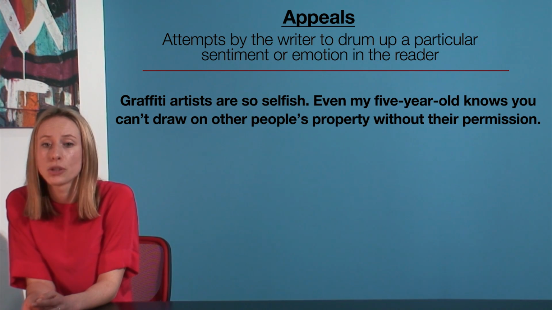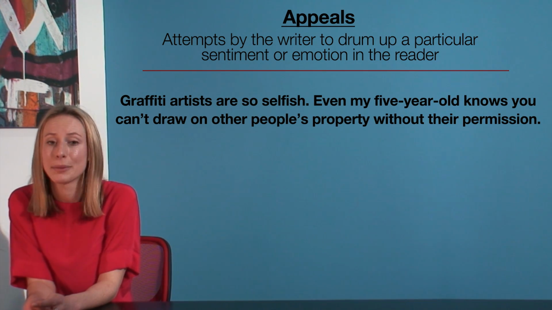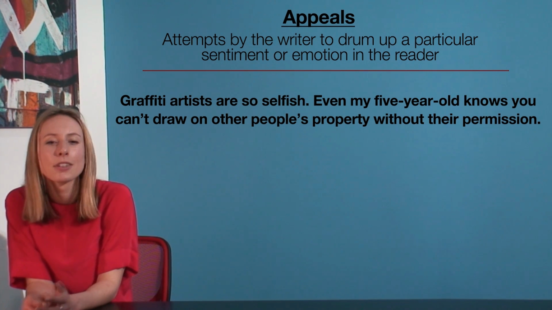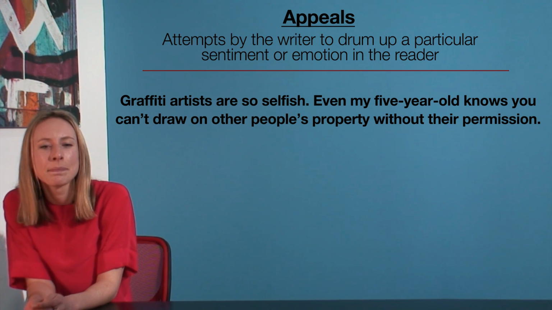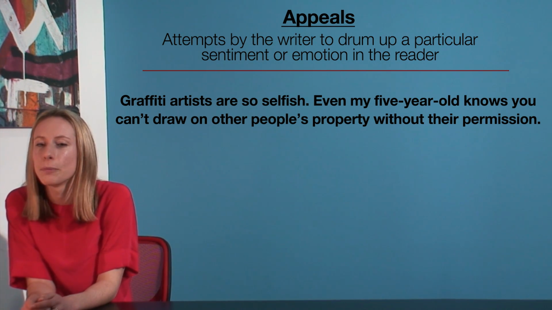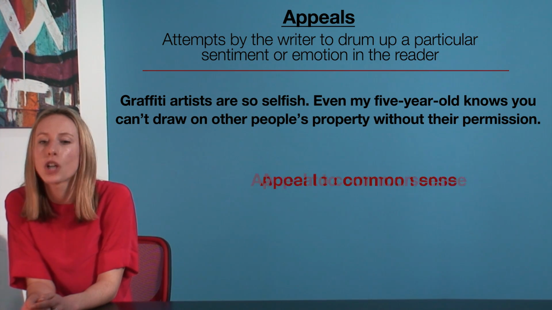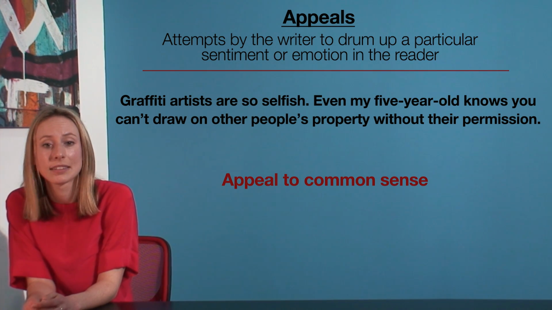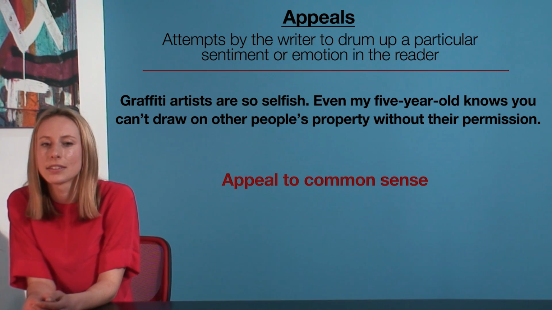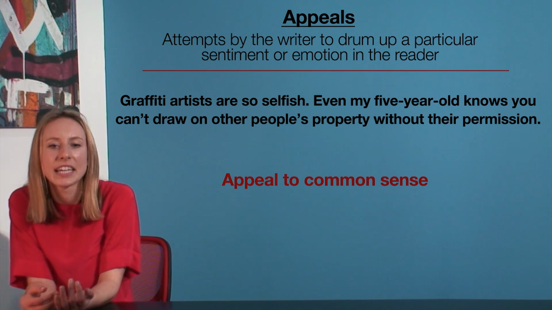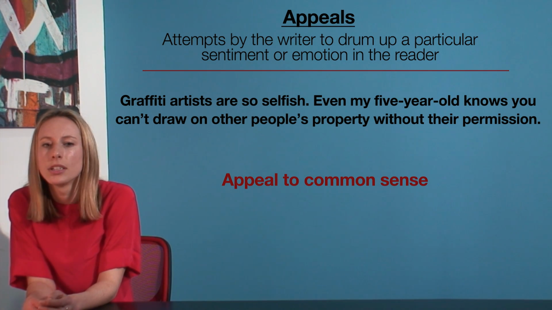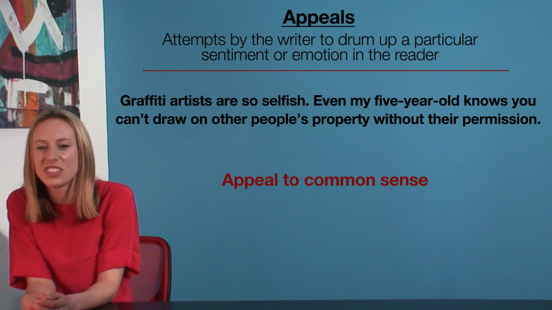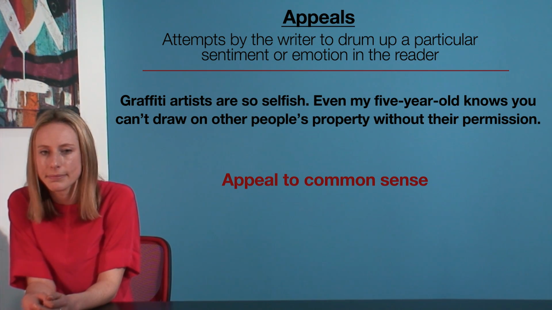Graffiti artists are so selfish. Even my 5-year-old knows you can't draw on other people's property without their permission. Regardless of how you feel about graffiti, the second sentence here is persuasive because of its employment of an appeal to common sense. It is very hard to disagree with the sentiment that children are taught not to damage other people's things. Appeals to common sense work to draw the reader down a path of thinking, yeah, that's true, so that they feel it's almost illogical to disagree with what the writer is saying.